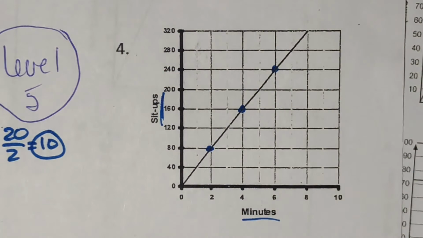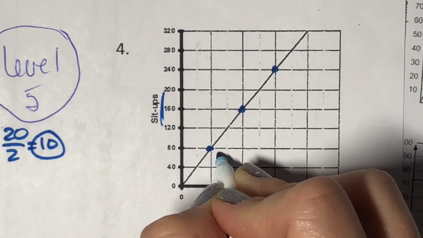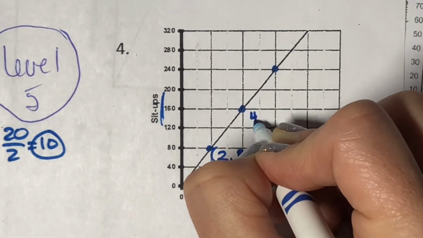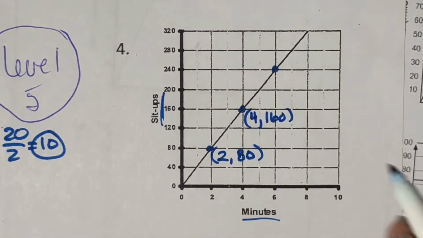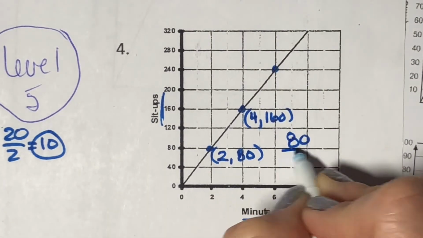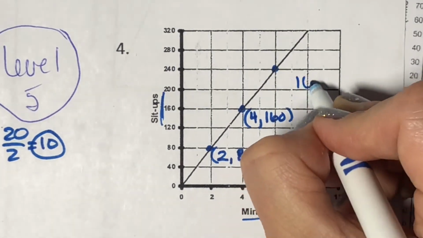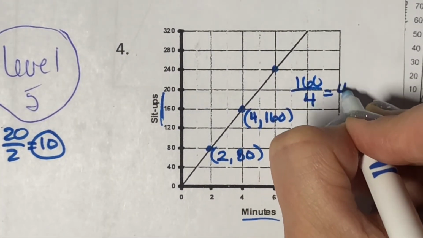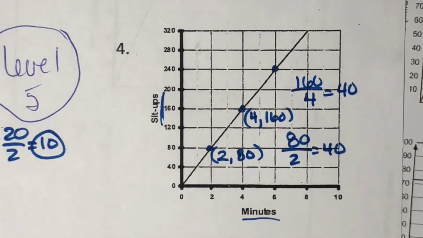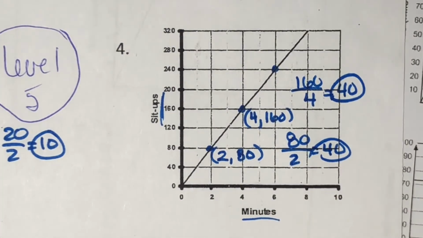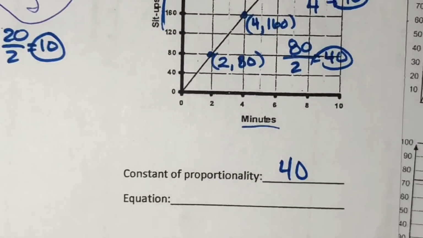This is assuming that they keep that same rate, that they don't get tired and slow down. So if this is 2, comma 80, and this one is 4, comma 160, then you're going to divide that y value by that x value and get that constant of proportionality. 160 divided by 4 is also 40, and so is 240 by 6. So you guys, that's how you're going to find the constant of proportionality from a graph.